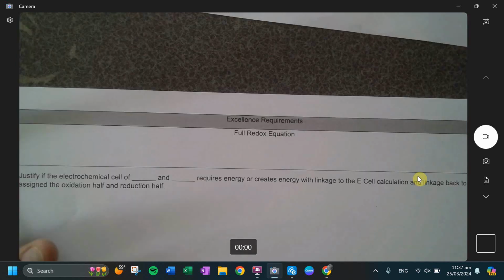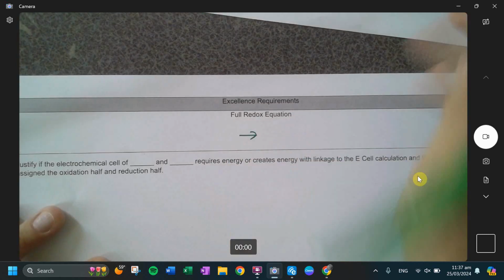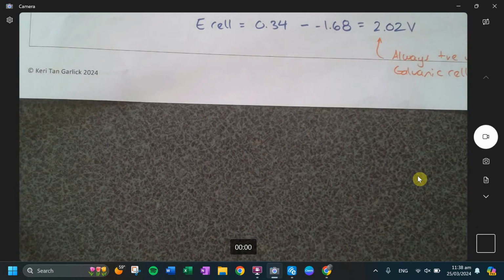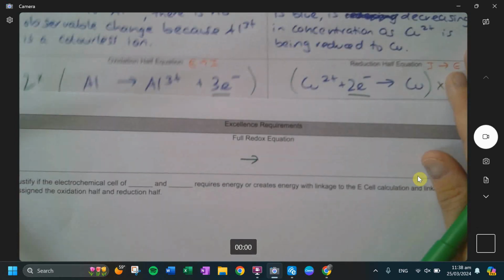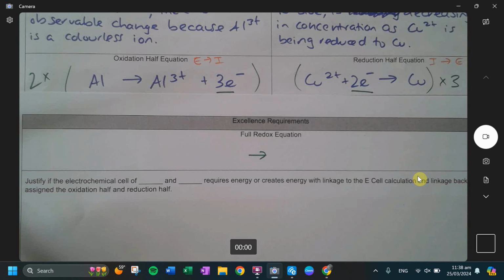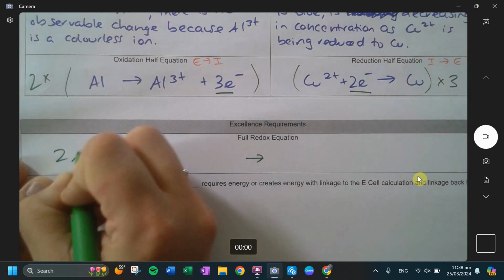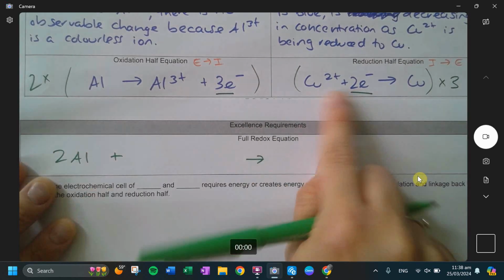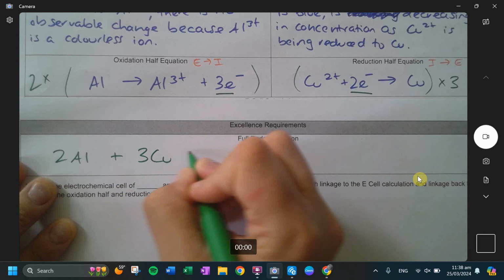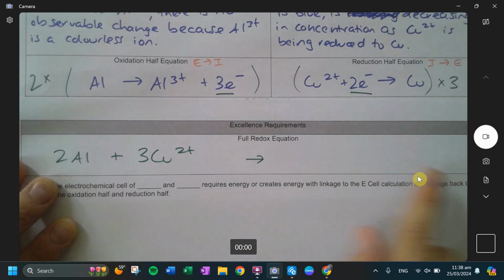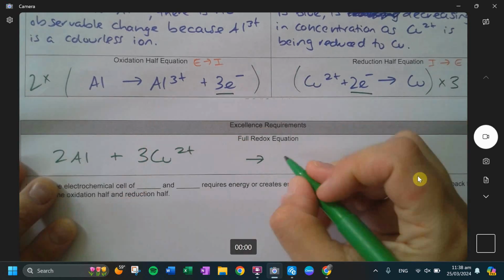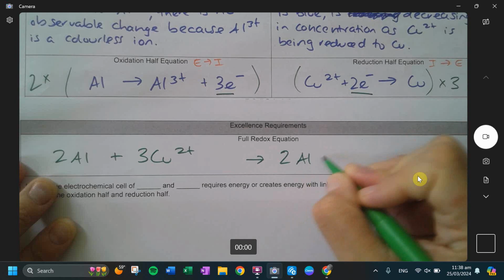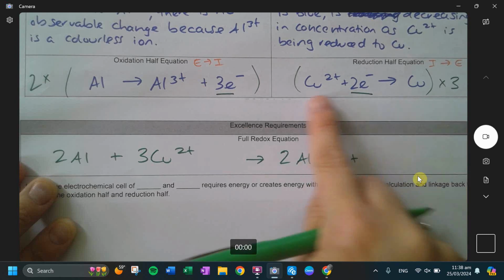All right. Let's put that together then. So the nice thing about this being on a separate piece of paper is I can actually see them next to each other. All right, so I would have 2Al plus 3Cu2+, and then on this side I would have 2Al3+, and then 3Cu.